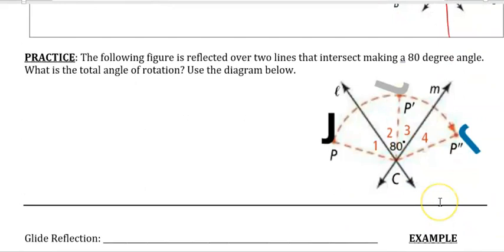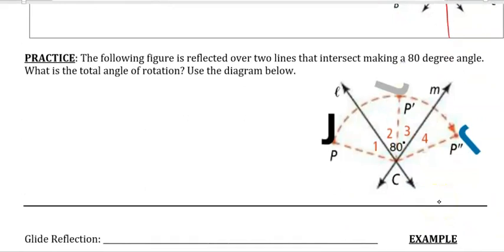So if we look at a problem like this and it says, the following figure is reflected over two lines that intersect making an 80-degree angle. What is the total angle of rotation that you would have gotten? So they're saying that this is 80 degrees over here, and we want to figure out how many degrees we're going to get. So let's just split this up. Let's say this was 30 and 50 degrees.